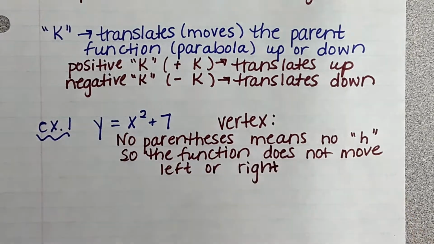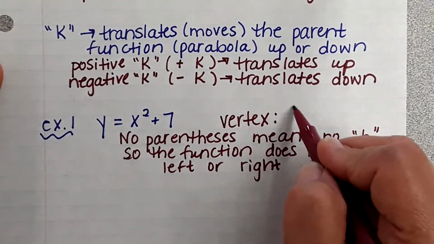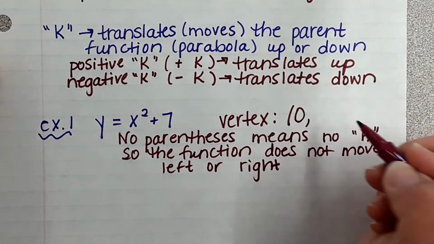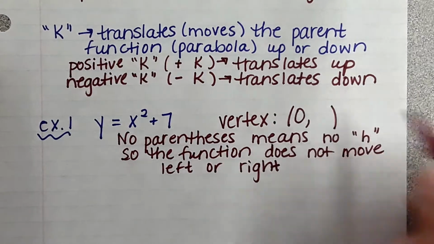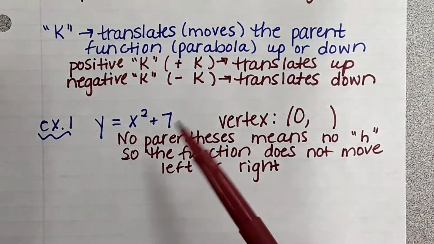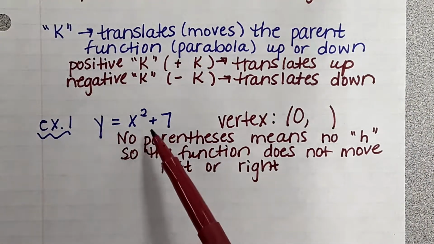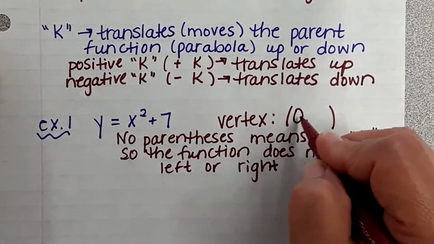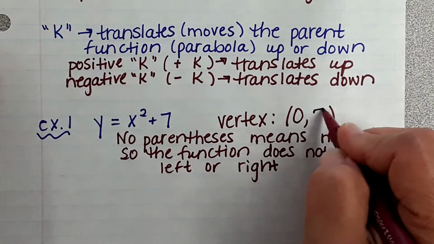Now, that answered my question about the vertex. So if there's no H, that means the first number in my vertex is 0, because there's no H. Now, there's no parentheses, no H, and we have plus 7. So that means my vertex would be HK. H is 0, K is 7.